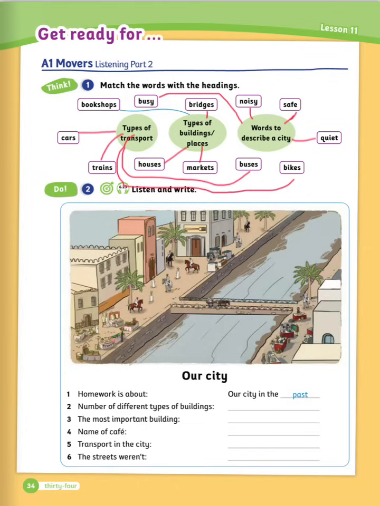Right, so that makes 3 different types, doesn't it? Houses, markets, and a bridge. Yes, that's right. 3. Number 3.